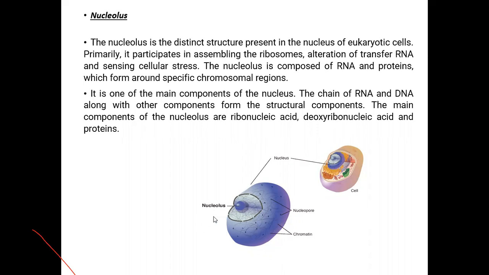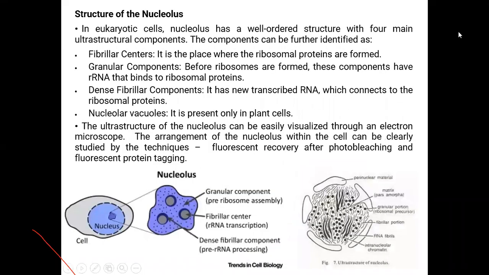Okay, so structural components are formed by RNA and DNA. The main components of the nucleolus are ribonucleic acid, deoxyribonucleic acid, and proteins. You can see it has a well-ordered structure with four main ultra-structural components. You can see them in this diagram.